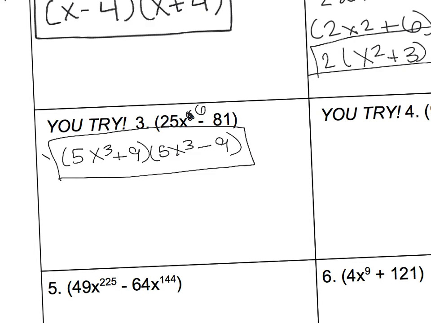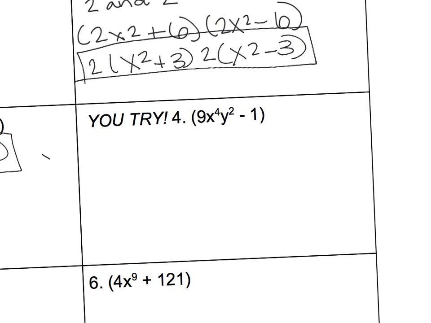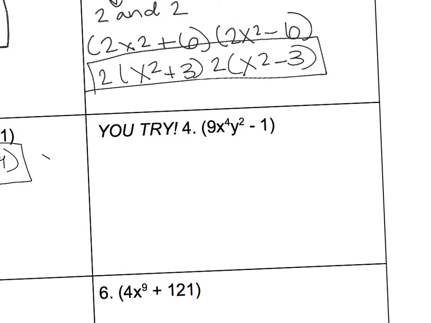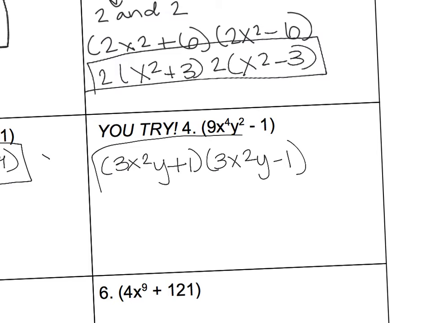Sorry, guys. So, moving on to number 4. Another you try. So, here's a minute to go ahead and try it. Alright, so here's the answer. We hope you've all tried to figure it out. Alright, 9x to the 4th, y squared minus 1. So, the answer is 3x squared, y plus 1. Same on the other side, but with an additional minus. 3x squared, y minus 1. That is your final answer.